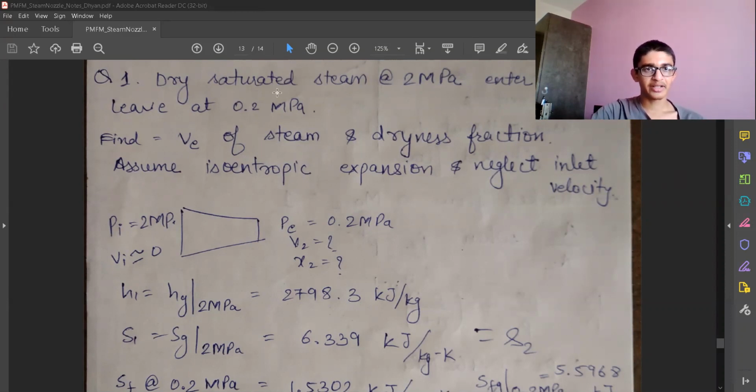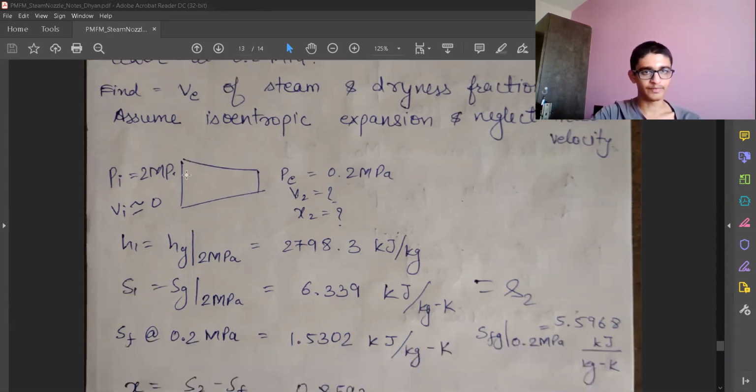So first, we are given dry saturated steam at 2 megapascal, which is entering a nozzle and leaving at 0.2 megapascal. So the pressure ratio is 10 directly. We need to find the exit velocity of steam and dryness fraction. Assume isentropic expansion, that's the condition for a nozzle, and we need to neglect the inlet velocity. So inlet velocity is 0.